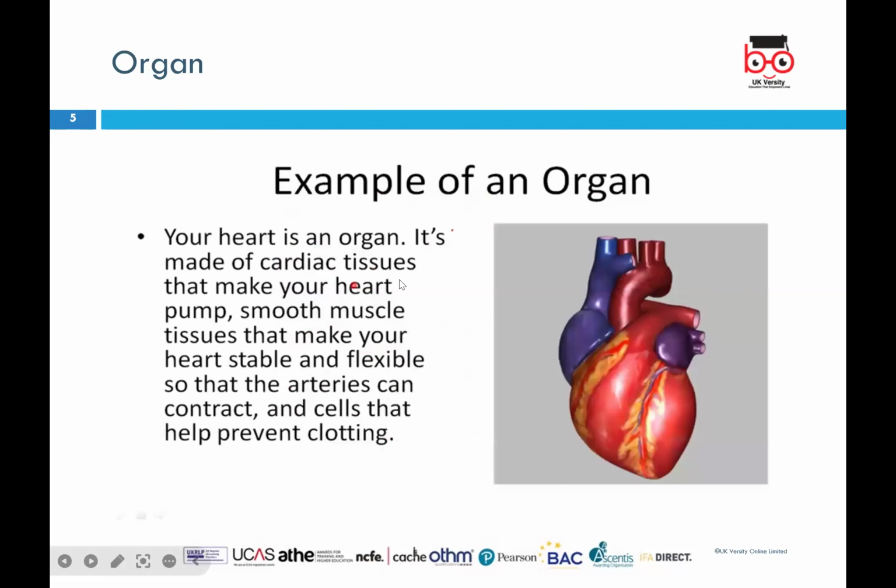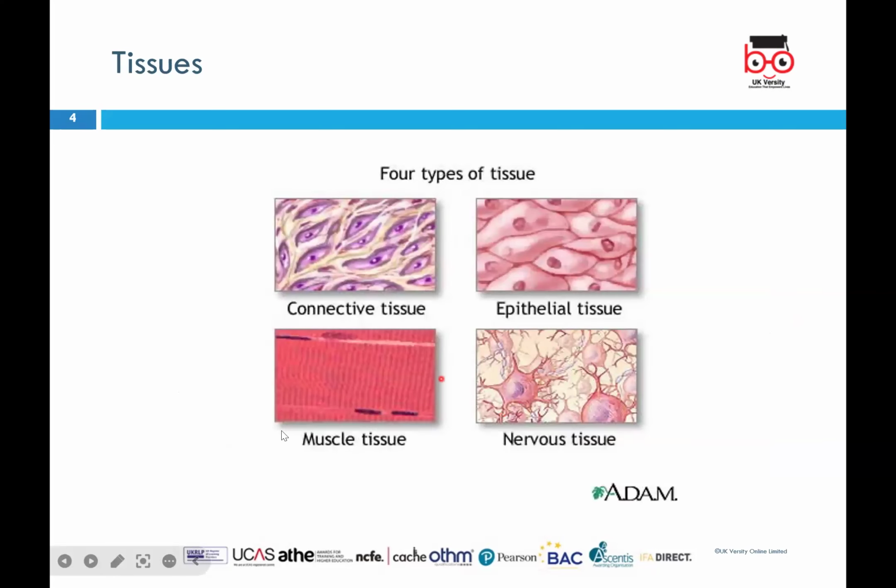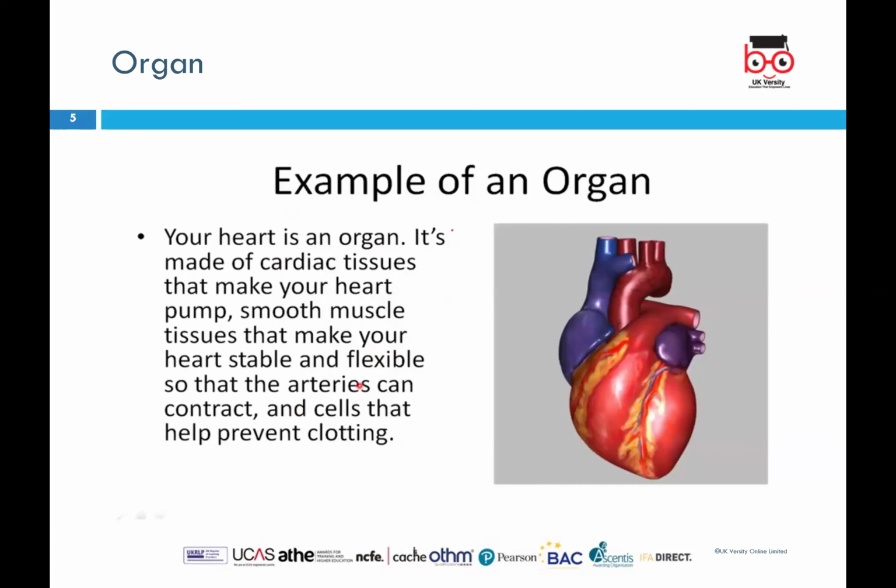Coming towards an example of an organ. Okay, so what is an organ? We talked about that it has a specific function. So your heart is an organ. It's made up of cardiac tissues. Okay, so we talked about muscle tissue. This is how it's made. And it functions differently compared to how the rest of your muscles in your body function. So it is made up of cardiac tissues that make your heart pump.